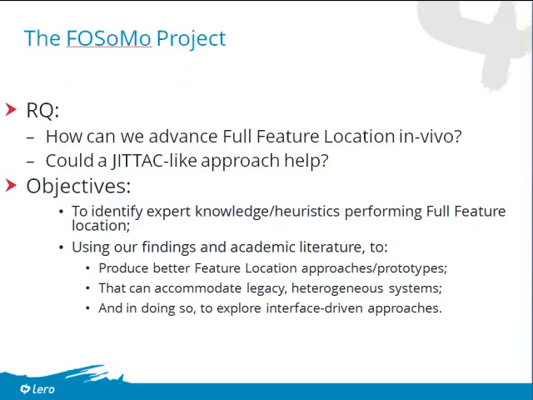So our core question in terms of helping our industrial partner was, how can we advance feature location in vivo in a legacy system where they want to move towards services? Could a JITAC-like approach help? So what do we mean by that?